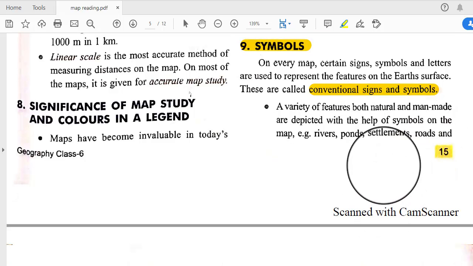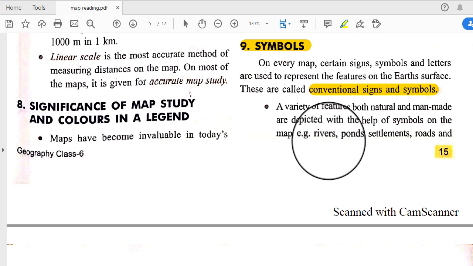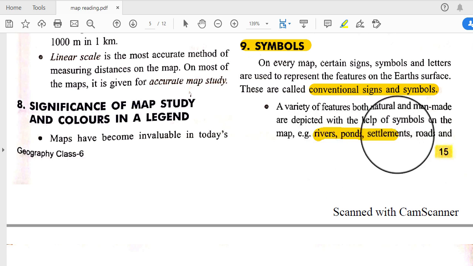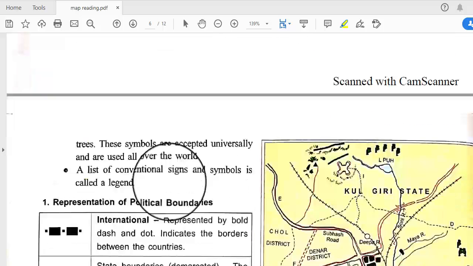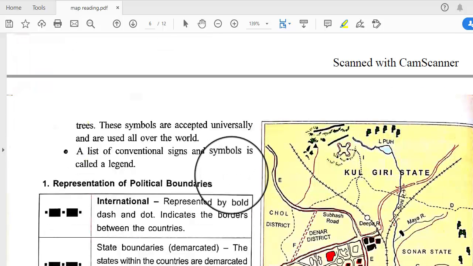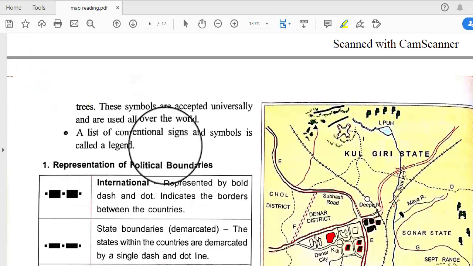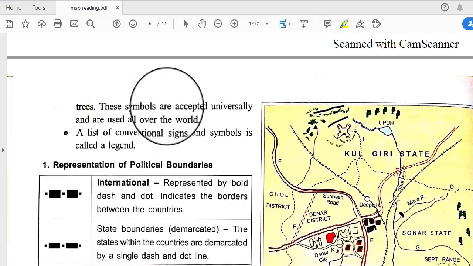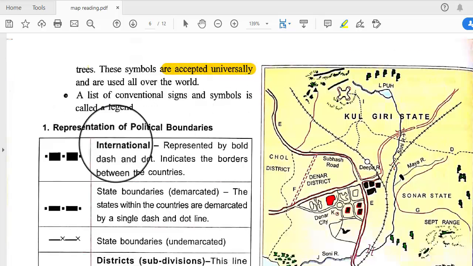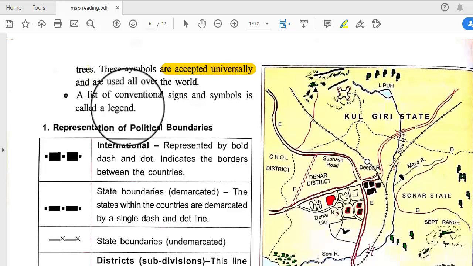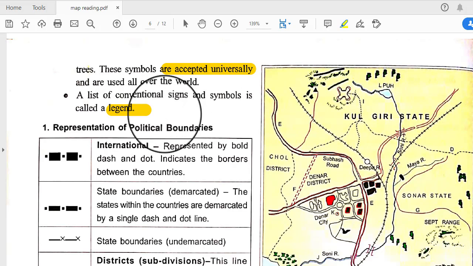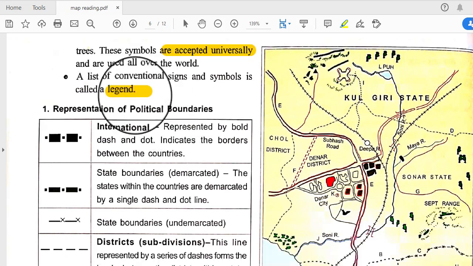A variety of features, both natural and man-made, are depicted with the help of symbols on the map, and we use various kinds of symbols for various kinds of features: rivers, ponds, settlements, roads and trees. These symbols are accepted universally and are used all over the world. A list of conventional signs and symbols is called a legend, the list where all kinds of symbols are depicted.